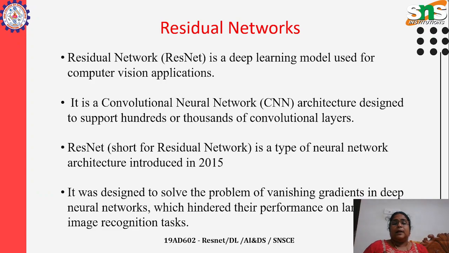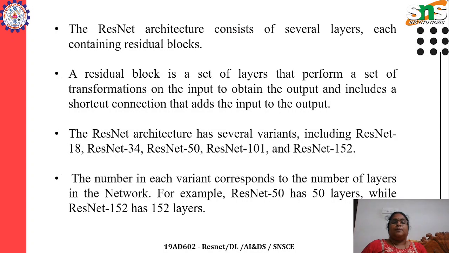In the previous lecture, I had discussed what is a ResNet. It's a deep learning model used for computer vision applications, and it is a convolution neural network architecture mainly designed to support thousands of convolution layers. In short form, we say it is a ResNet, residual network, a type of neural network introduced in 2015. It was designed to solve the problem of vanishing gradient in deep neural networks, which has the performance of large scale image recognition tasks. This is a challenging one.